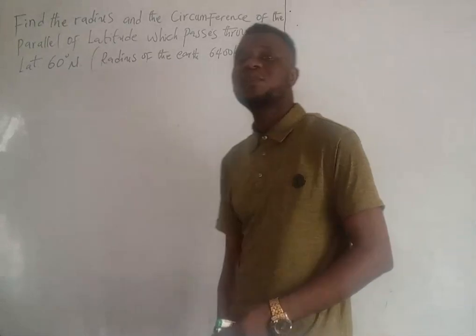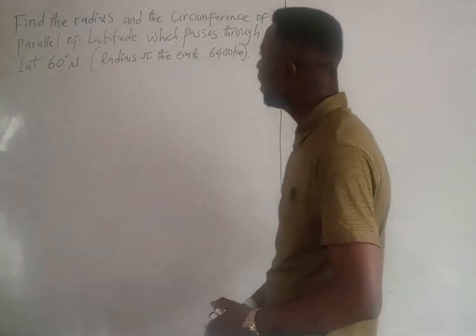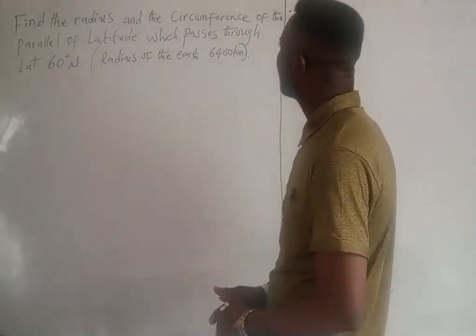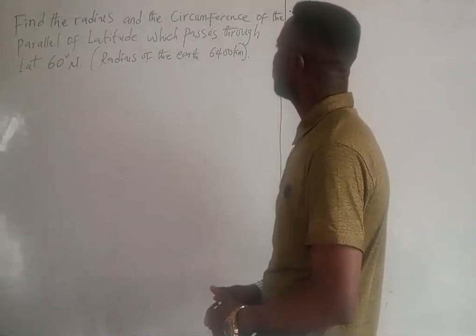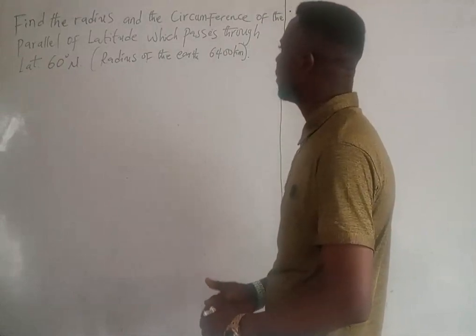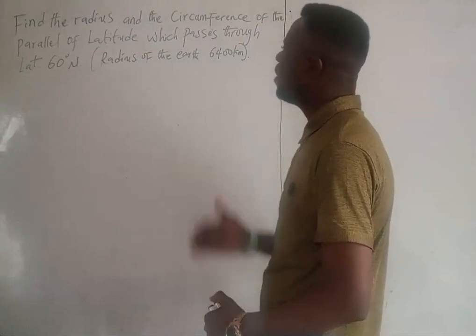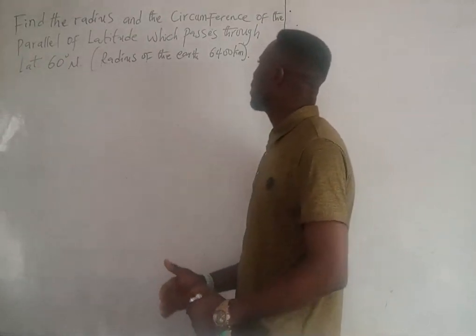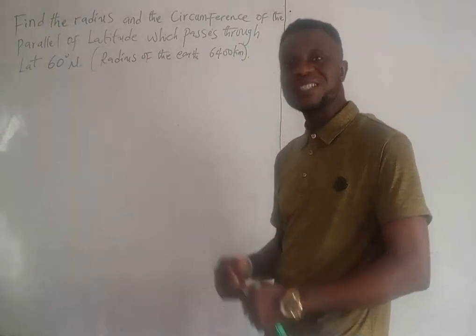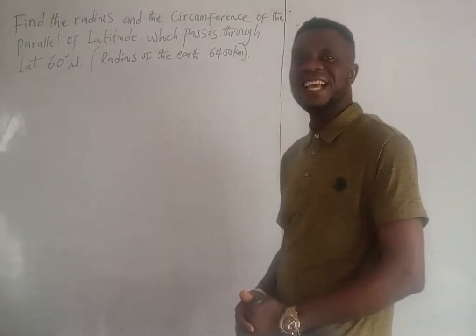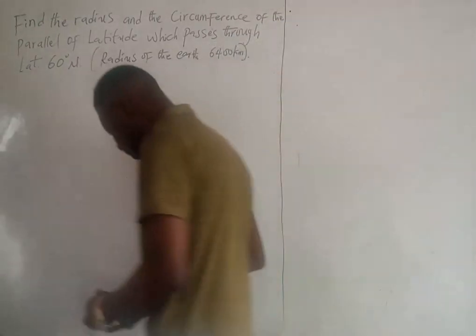So we have a question before us today. The question says, find the radius and the circumference of the parallel of latitude which passes through latitude 60 degrees north, if the radius of the earth is 6,400 kilometers. Now let us see the way to solve this. Are we together? Let's go.